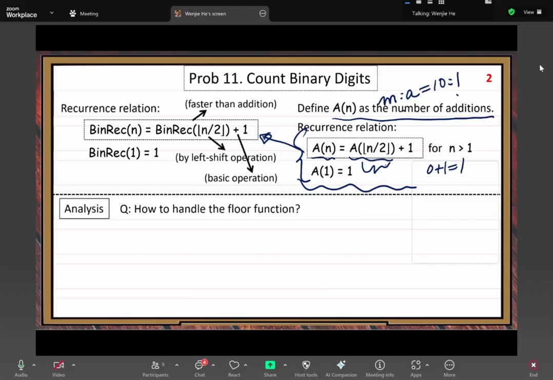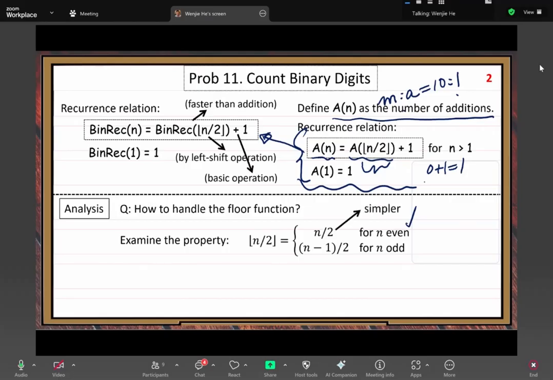All right, so let's do it. The floor function. So first, we try to eliminate the floor function, because it increases the complexity of the problem. So the even case is simpler. We like the even case better. So we make that assumption: n is even. When n is even, here we can remove it.